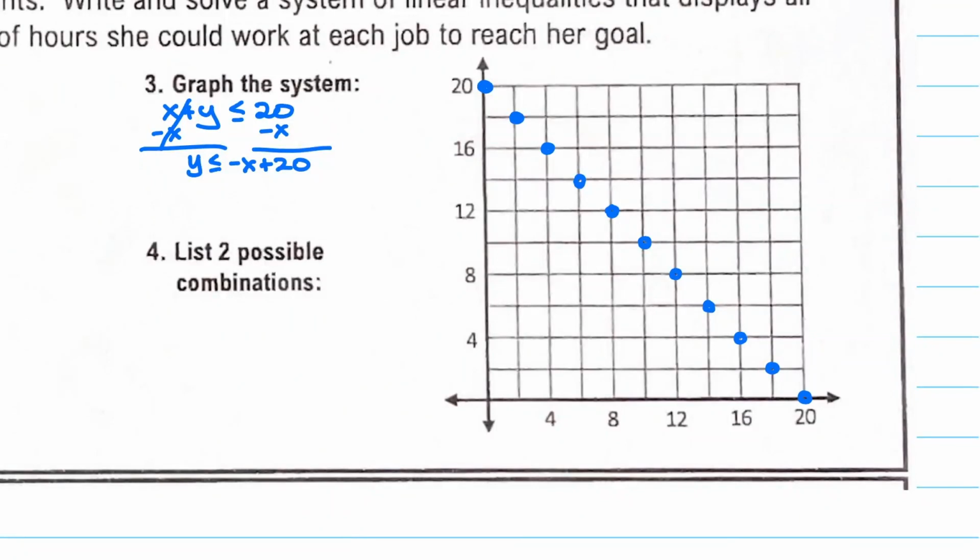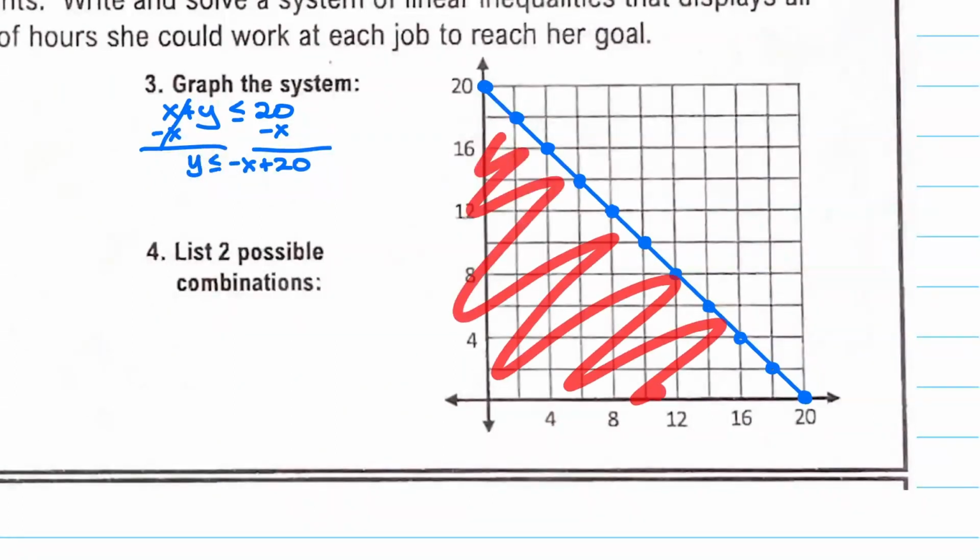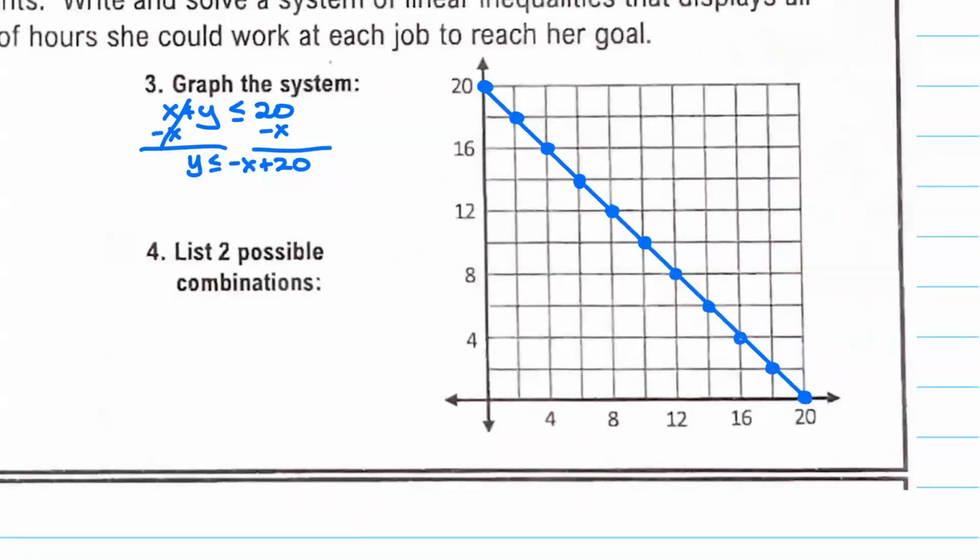The next thing I got to ask myself is, do I draw a solid line or a dashed line? Because this has an equal sign, I'm going to be using a solid line in this case. And then finally, I got to figure out, do I want to shade the top or the bottom? Well, this says less than, which means I need low numbers, which means I want to be shading this area down here. So I'm going to take my highlighter.